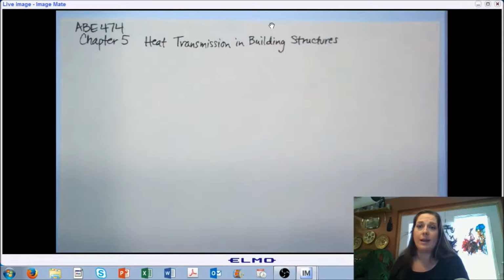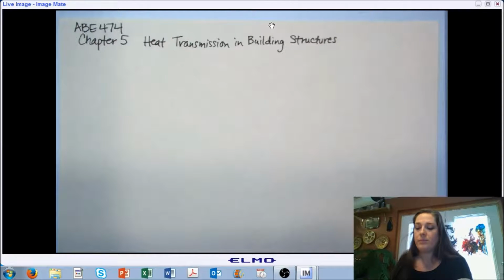This is going to begin our section, chapter 5 in the book. Heat Transmission in Building Structures is the title of the chapter. I guess to paraphrase that, I would say it's heat transfer as it relates to buildings and structures and energy transfer. So we're going to begin by looking at some terminology, and then we'll review the three primary modes of heat transfer: conduction, convection, and radiation. We'll talk a little bit about latent heat transfer with evaporation and condensation, and then we'll look at mixed mode heat transfer, where we're combining the various modes of transfer.